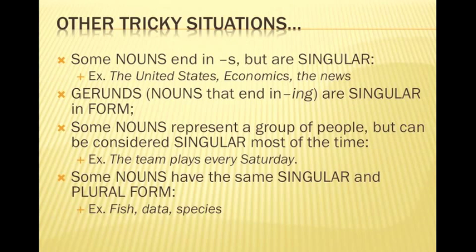Some nouns do have the same singular and plural form, though. For example, words like fish, or data, or species. Most of the time, people might treat these as plural, with perhaps the exception of fish if we're talking about one or more. But data generally does refer to a plural idea. It's just that it's become so common to refer to data as singular, sometimes people confuse those ideas.